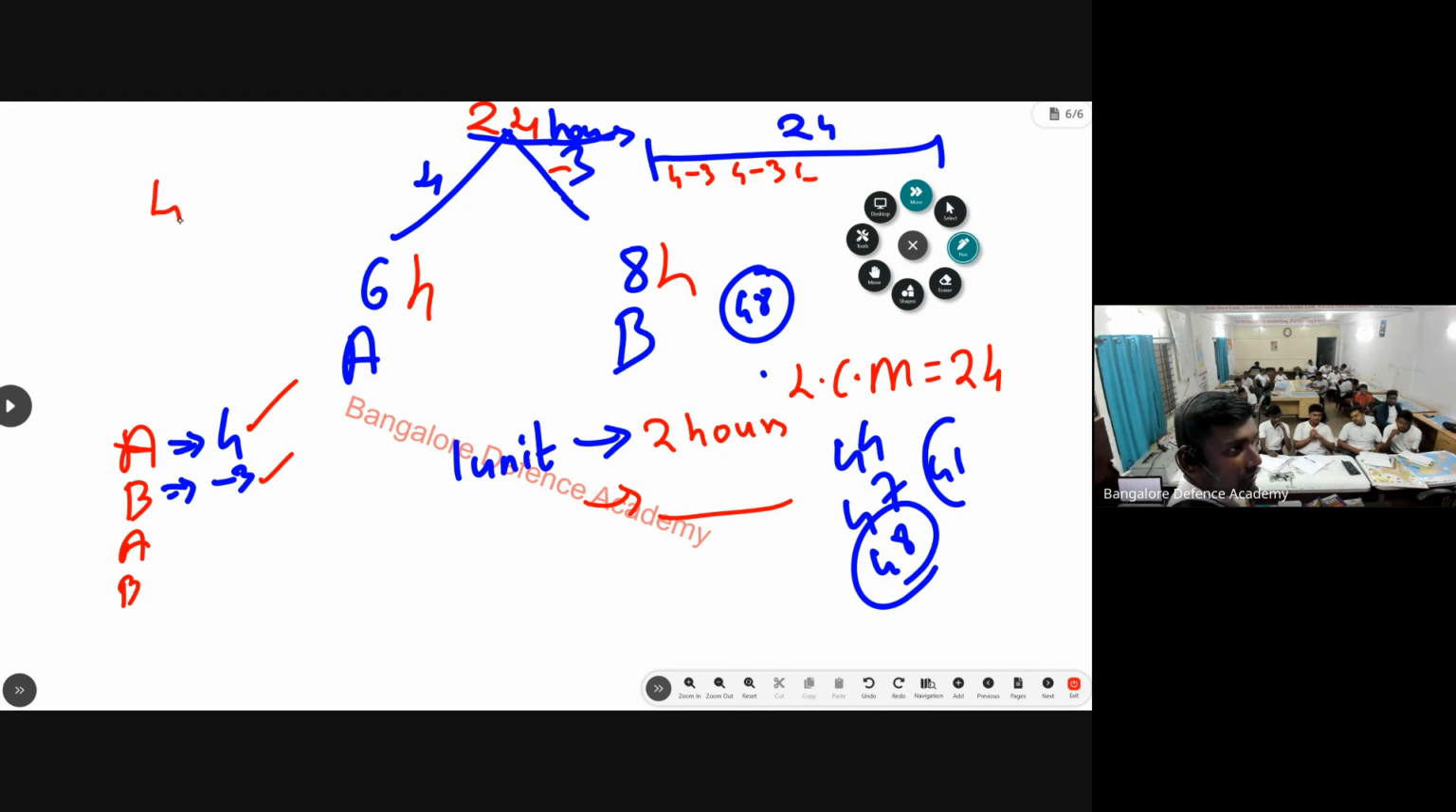First hour 4 units, second hour minus 3, next hour plus 4, next minus 3. So we have to reach till 24. Let us calculate for 20 hours how much.